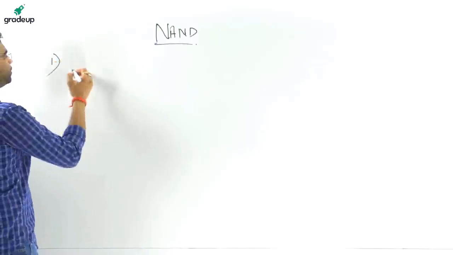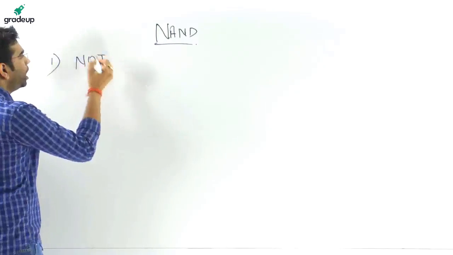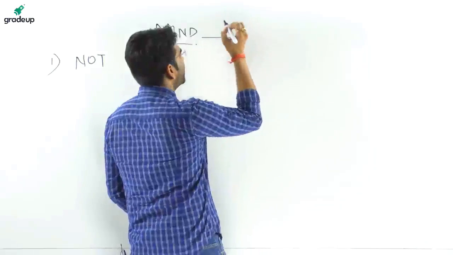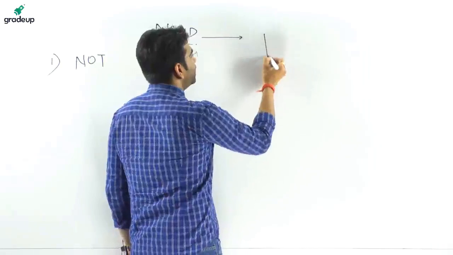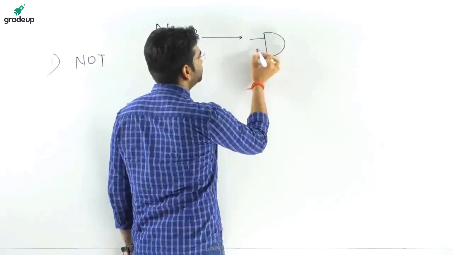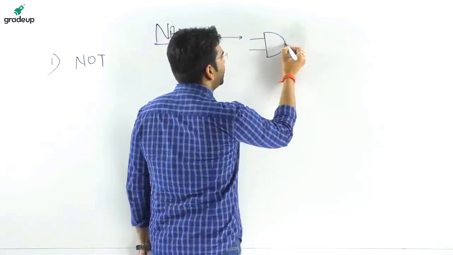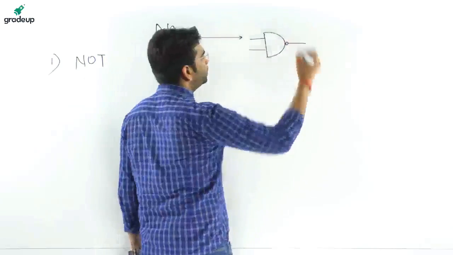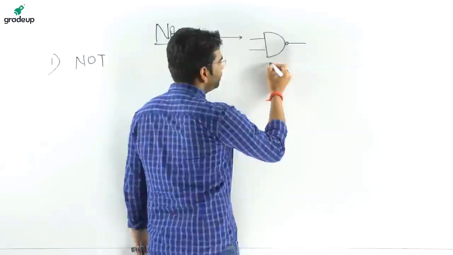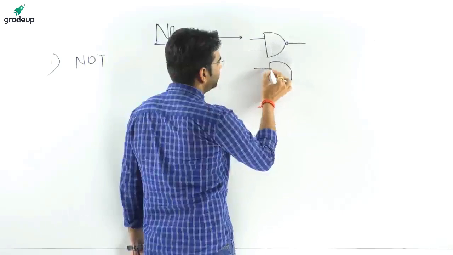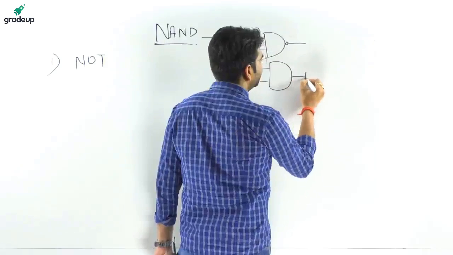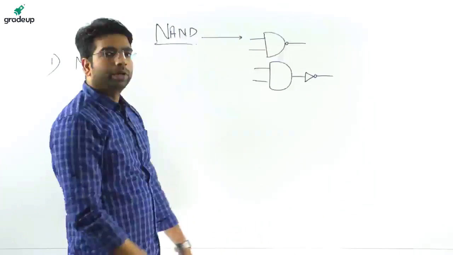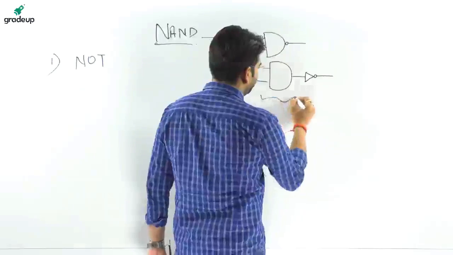First of all, let us try making NOT gate out of NAND gate. Before we do so, what is NAND gate? It is represented like this: AND gate, okay, and NOT, okay? It is equivalent to an AND gate, okay, and a NOT gate, okay? AND gate and a NOT gate.